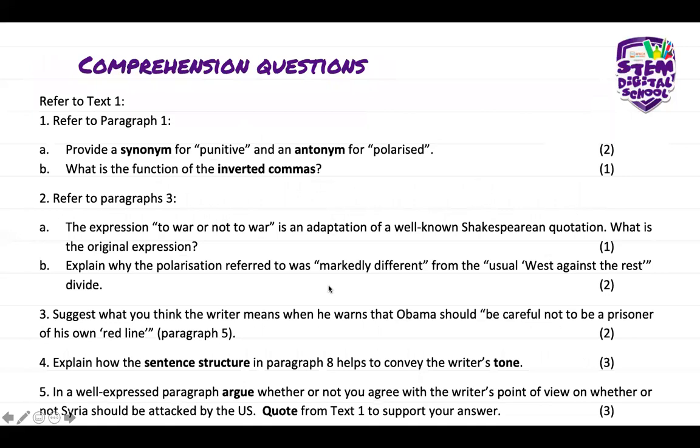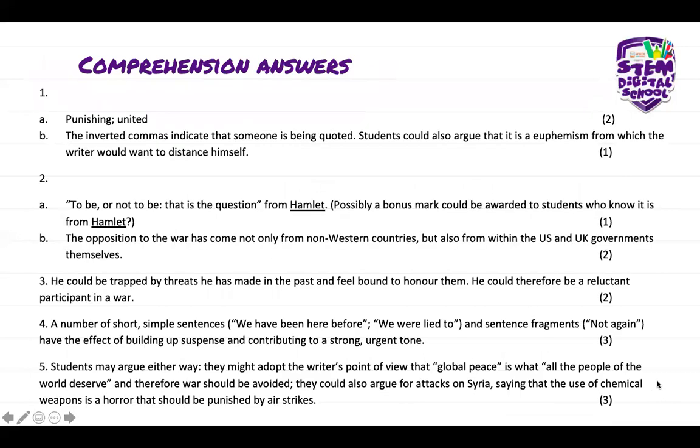What was the question? Explain how the sentence structure in paragraph 8 helps to convey the writer's tone. Look at that. Remember, tone is a very important thing. Tone, atmosphere, attitude, same WhatsApp group. All right, let's go. So it says here, lovely, a number of short, simple sentences, like, we have been here before, we were lied to, right?